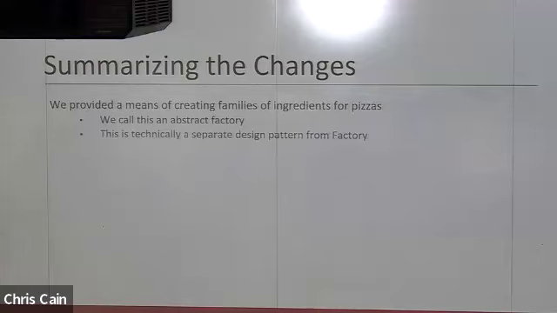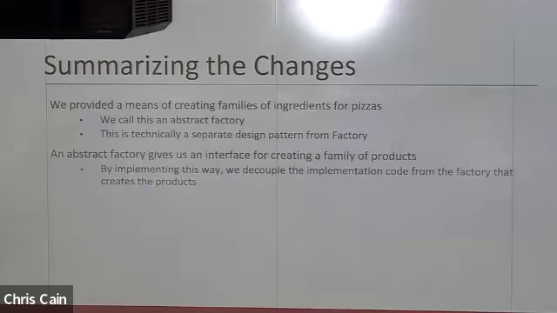So it is technically a separate design pattern. In general, we're going to get an interface that creates a family of products. The benefit that we get is the implementation of the family of products is separate from the factory that ships them to the appropriate store. And we can now extend the families of ingredients, and we can extend the different kinds of pizza stores separately. They're not coupled together at all.